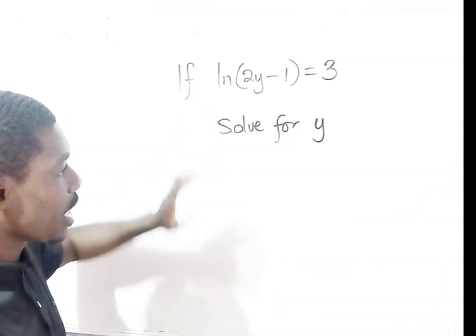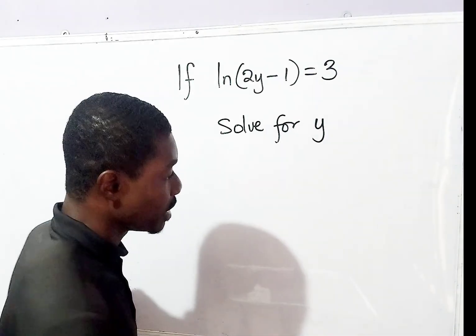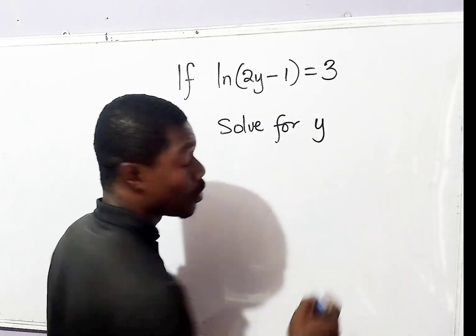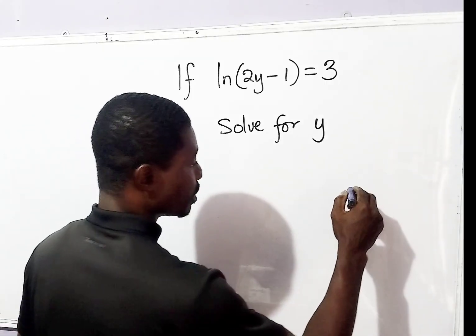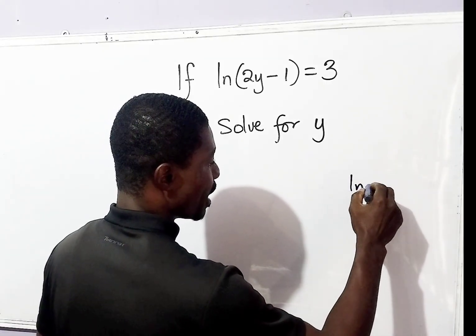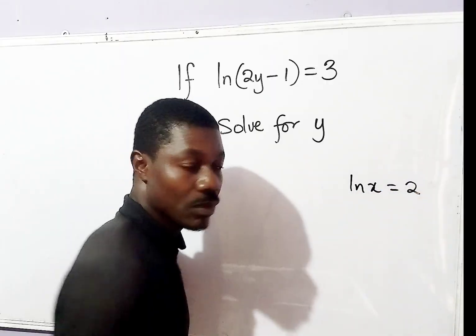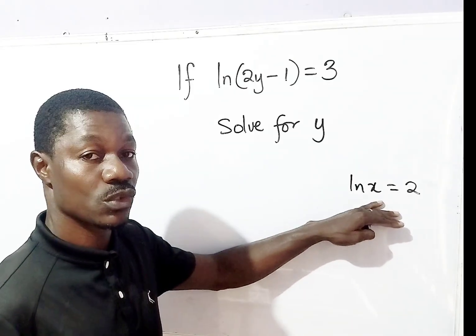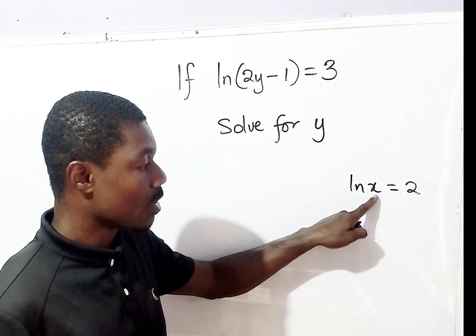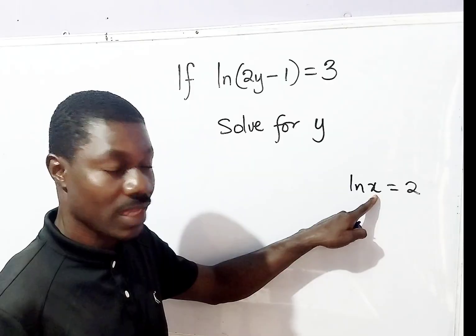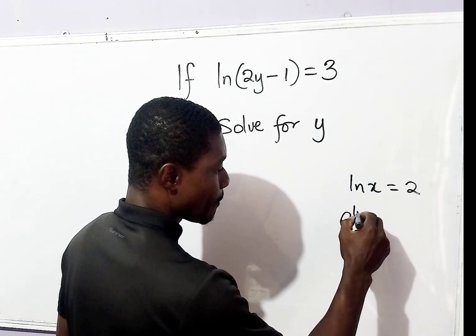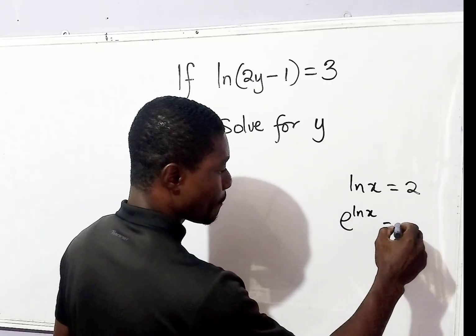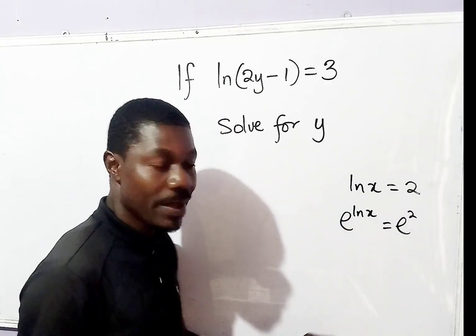Now for us to clear ln, you always apply the e, or we call it Euler's constant. So let us say you have ln x = 2, and in this case we choose to find the value of x. All you just need to do is to raise both sides by e. And why do you raise both sides by e?